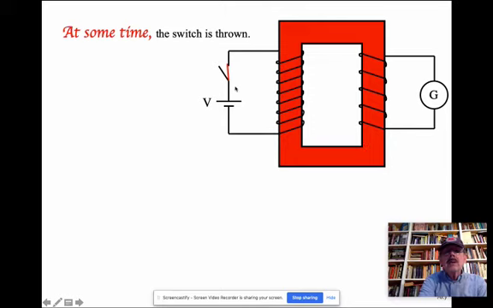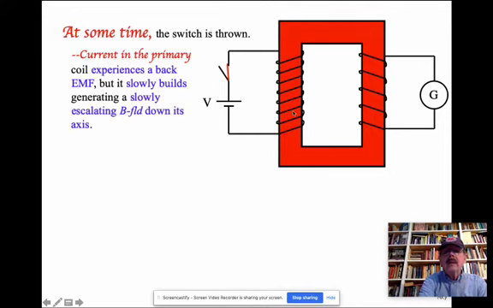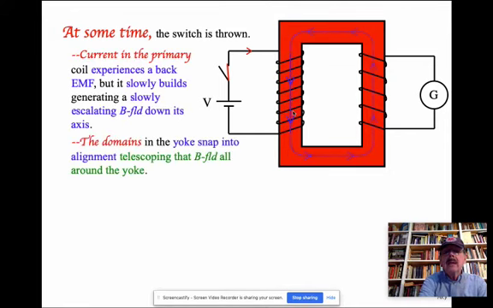So at T equal to 0, I'm going to throw the switch. Current's going to start to flow in the primary. It turns out that a bunch of stuff is going to end up happening, which we will talk about later. But just suffice it to say that you're going to end up having a magnetic field set up down this axis. And because this is iron, the domains are going to end up flipping into alignment, and that magnetic field is going to extend all the way around, and it's going to go through the secondary coil.